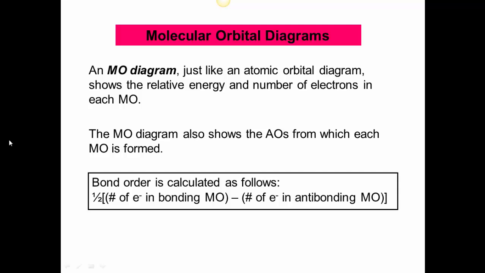And we'll touch on bond order more in a little bit, but it's really important that you realize that we can use molecular orbital diagrams to determine the bond order. And the bond order is just equal to half of the number of electrons in bonding molecular orbitals minus the number of electrons in antibonding molecular orbitals.